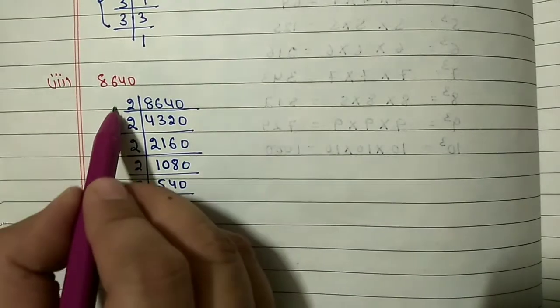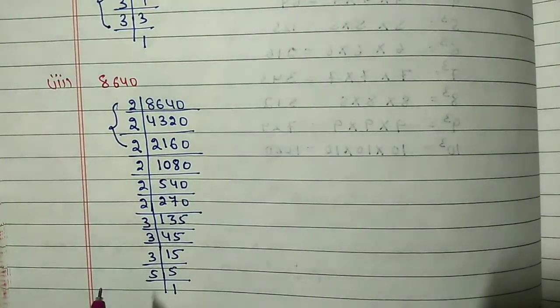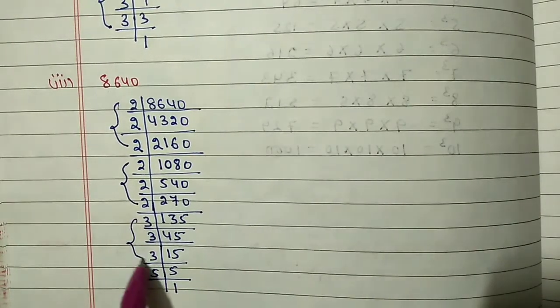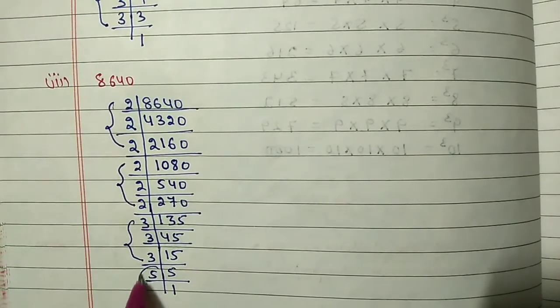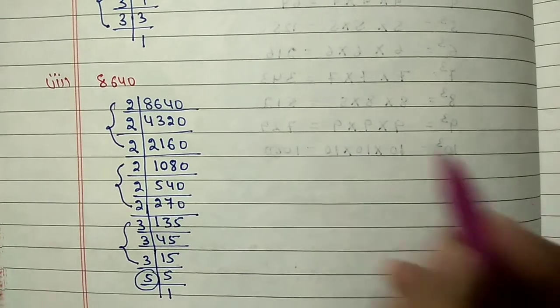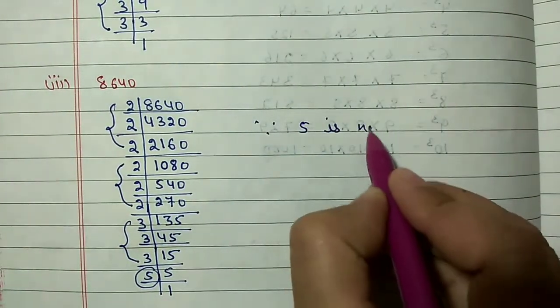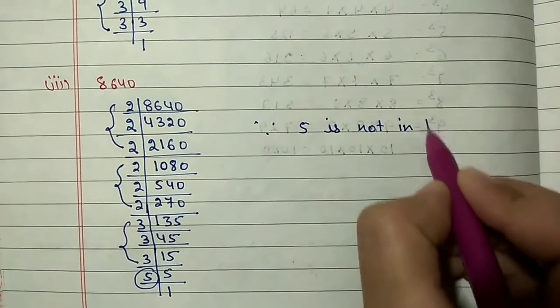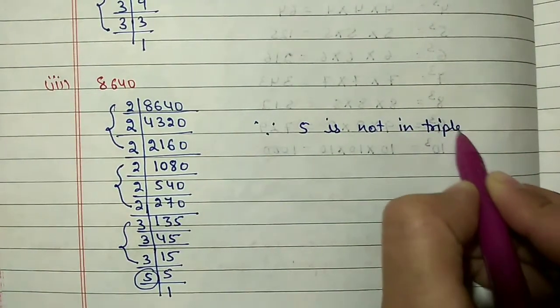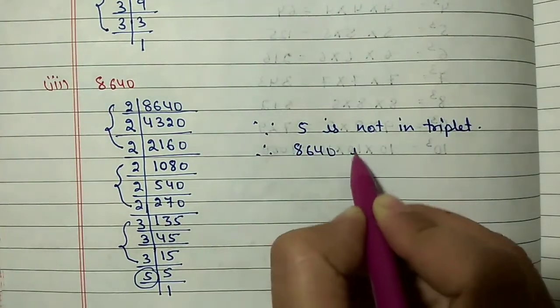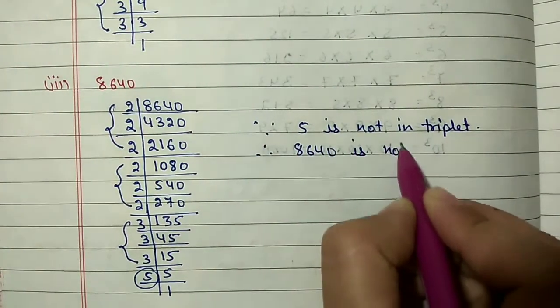Now we will make triplets. These three 2s will be together, these three 2s will be together and these three 3s will be together. And you can see 5 is left alone because 5 is not in a triplet. Therefore 8640 is not a perfect cube.